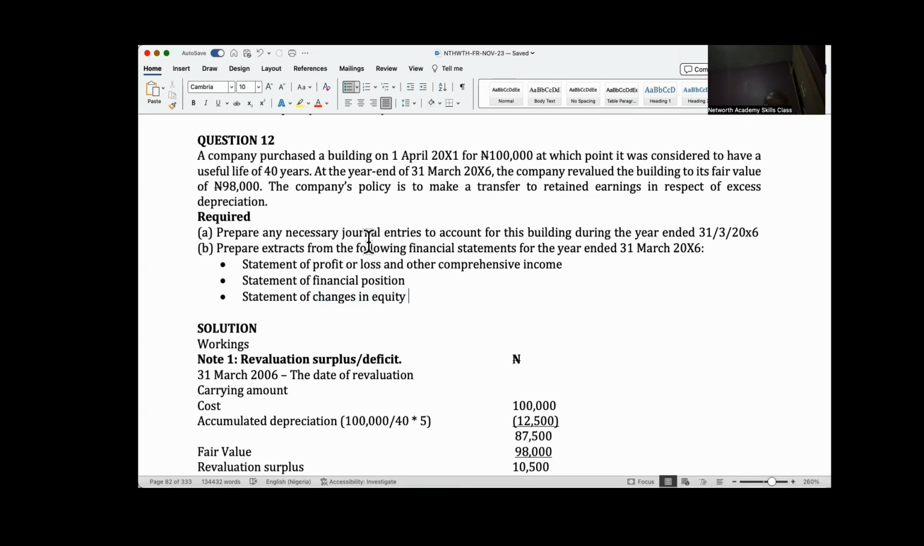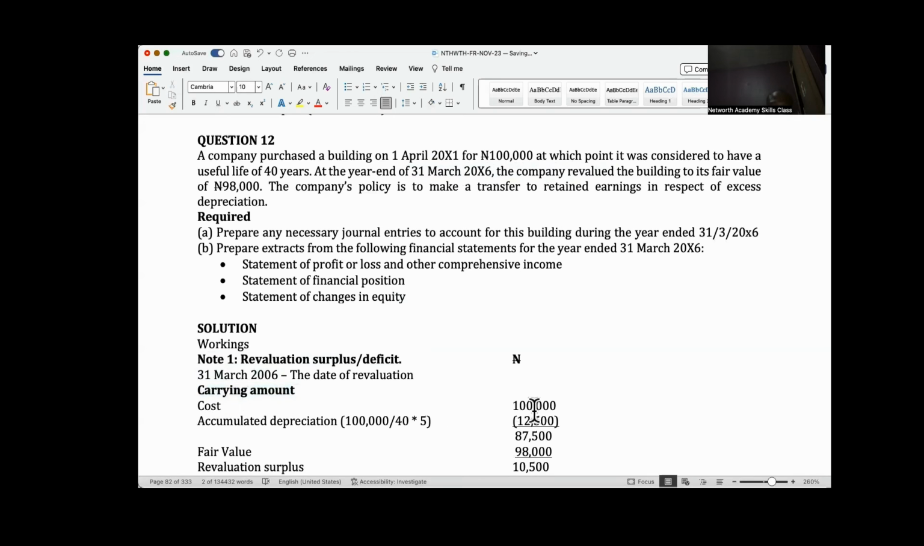Again, just like we have always done, whenever there is a revaluation, the first thing you need to do is calculate the revaluation surplus or deficit at the date of revaluation. And when was the date of revaluation here? It was 31st March 2006. That was when they revalued the asset. So as at this date, we simply compare the carrying amount with the fair value. My carrying amount is my cost minus accumulated depreciation.